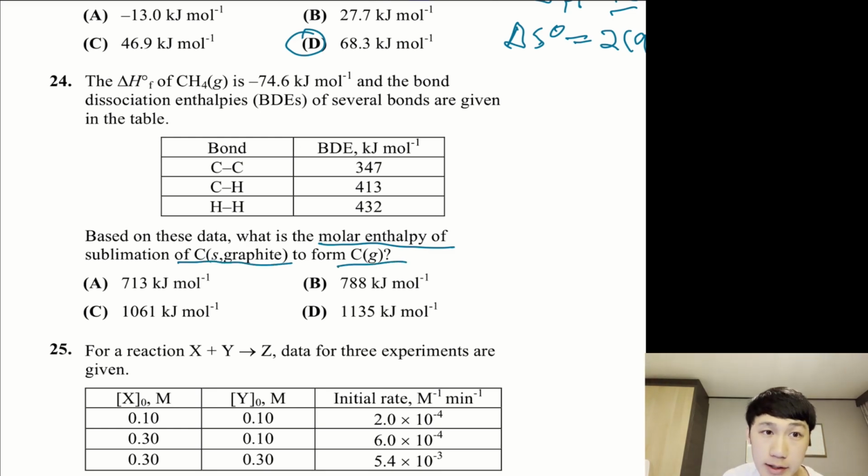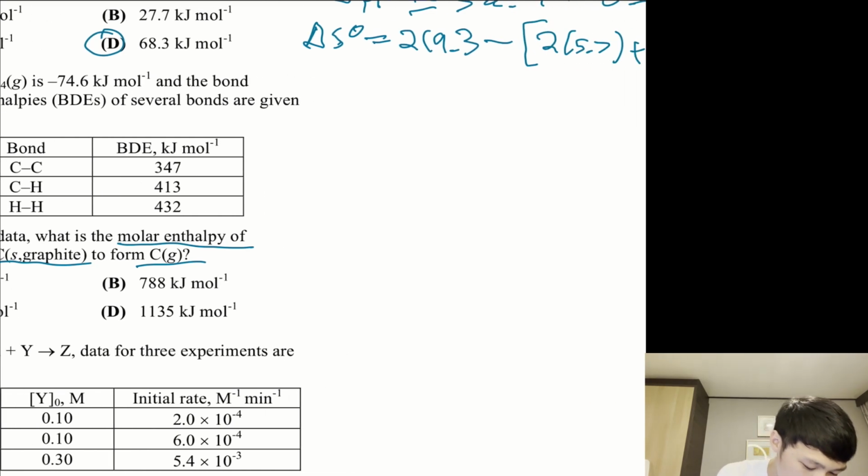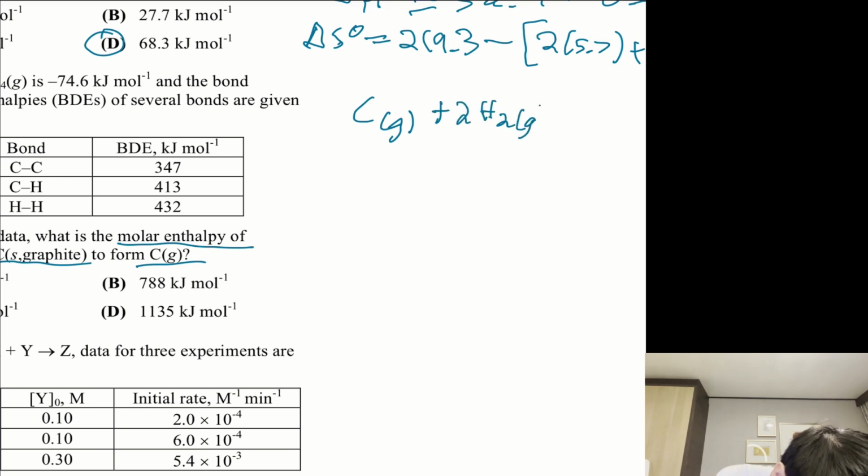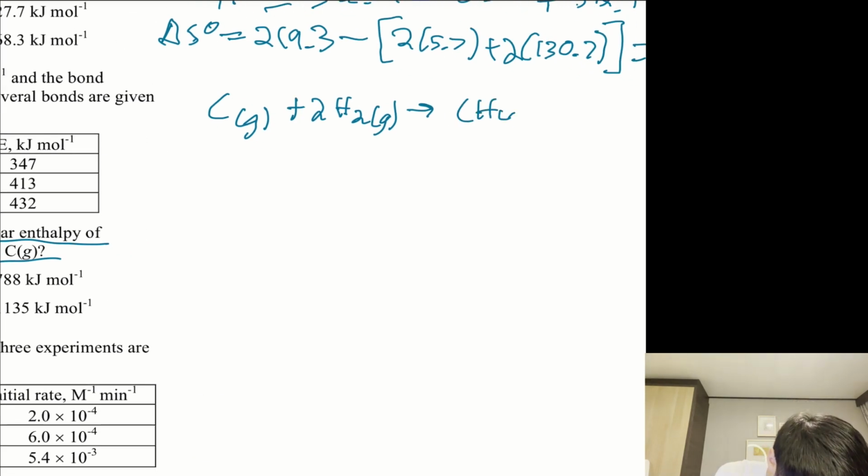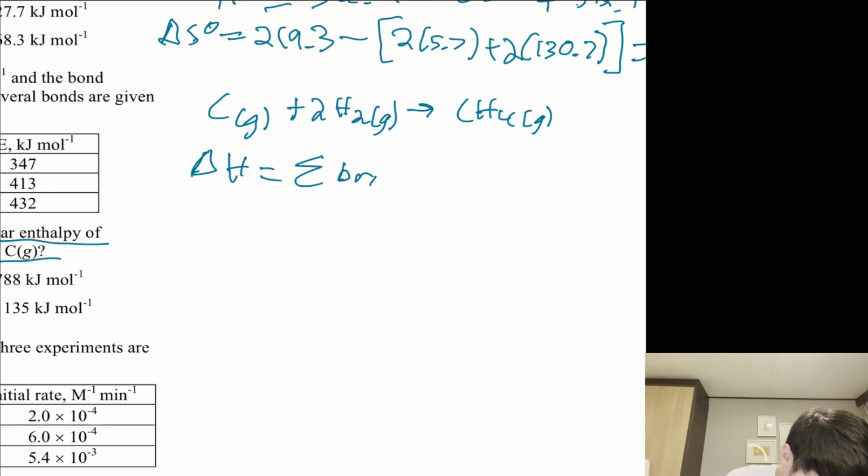So let's imagine what these bond enthalpies can tell us. We know that we can calculate the heat of a reaction using bond enthalpies. So let's write out what that reaction might be in this case. We have carbon gaseous, plus 2 hydrogen gases, and that goes to methane. To calculate the reaction enthalpy, we're going to use the bonds broken minus bonds formed equation. So delta H equals sigma bonds broken minus formed.